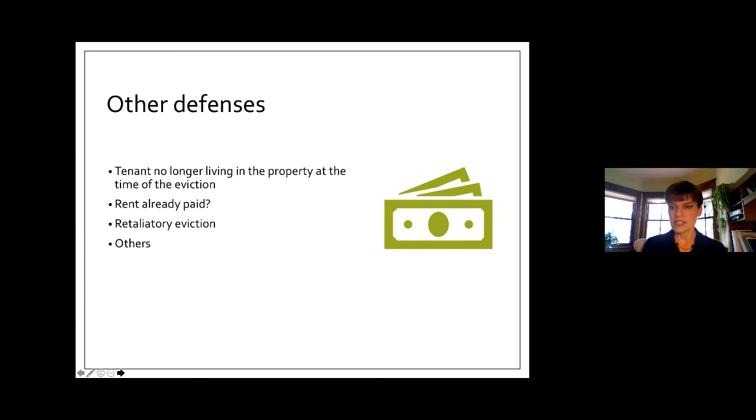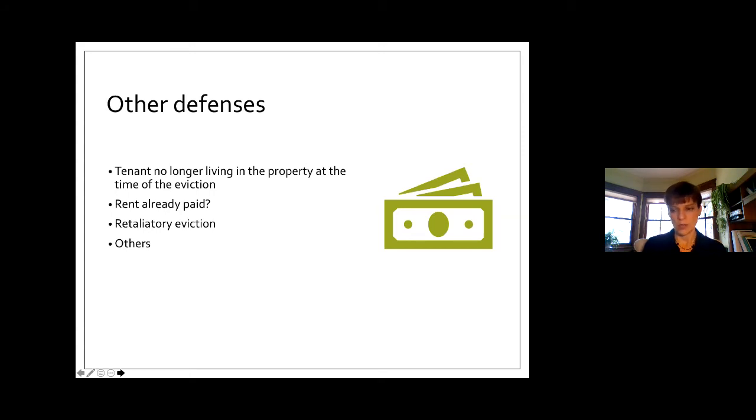Some other defenses that I want to make sure people are aware of, and one defense is that the tenant no longer lived at the property. Evictions are only about possession of the property. They're not about money. So if the tenant left the property and the eviction action was filed after that, there shouldn't have been an eviction filed in the first place.